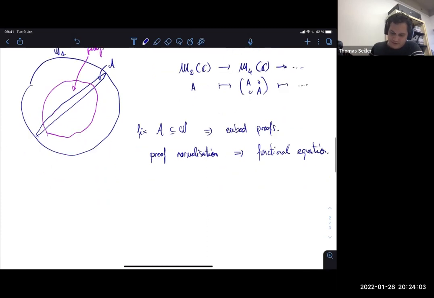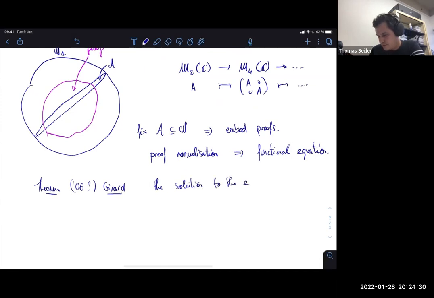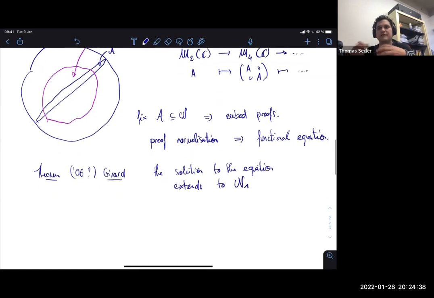And then there was a result, I think it's 2006, I checked before but I can't remember, by Girard, which says that this functional equation always has a solution in the whole unit ball, right? So the solution to the equation extends to the unit ball. So that's the point where we just forget about logic.